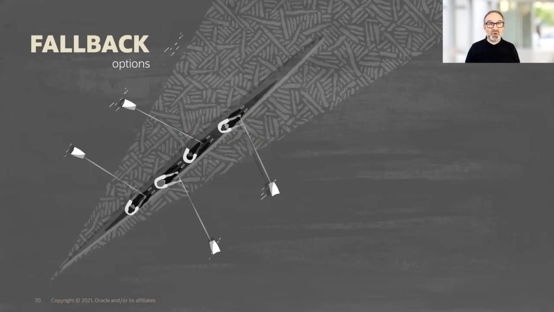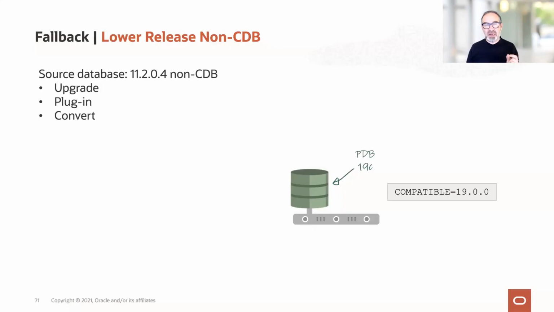So you have seen now how you can migrate to multi-tenant. But when we speak about migration, it's always a good idea also to think at least a few minutes about potential fallback solutions, especially for the migration to multi-tenant. So our example number one here is the very straightforward one we showed you at the beginning of this seminar. You upgrade, you plug in, you convert. And here we can go back to 11.2.0.4.